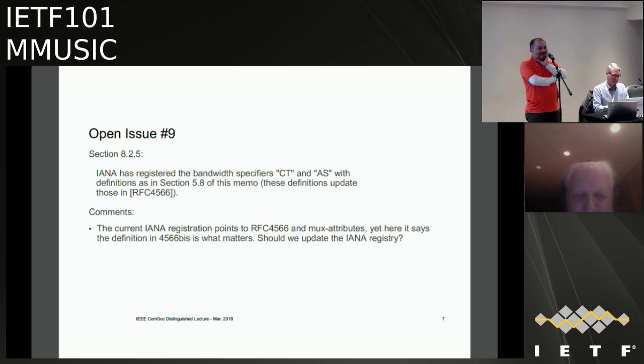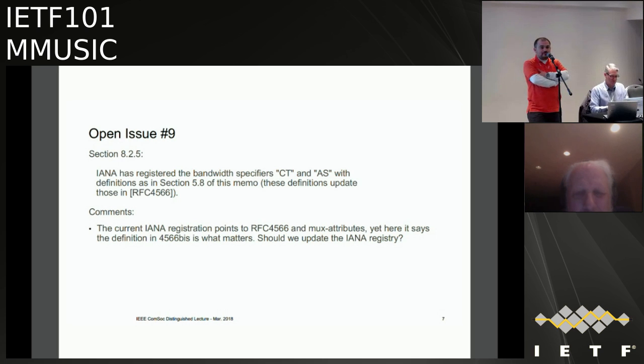So have we added MUX attributes stuff to this document or not? I don't think so, right? No. Actually, we are updating a couple of registries, and then we added a column for that. That's right. So the current IANA registry was updated to add the MUX attributes reference because MUX attributes extended the definitions, right?